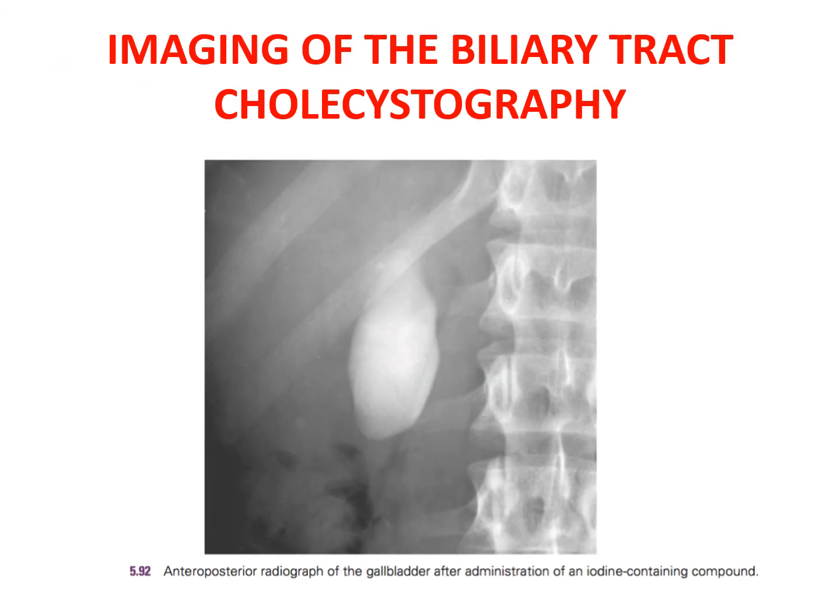Few slides showing the imaging of the biliary tract and the gallbladder. So this is your cholecystography. The gallbladder is not opaque to X-ray, but when certain radiopaque dyes are given by either mouth or IV injections, they are excreted by the liver from blood into the bile and reach the gallbladder. In the gallbladder, the dye is concentrated and thus the gallbladder becomes opaque to X-rays. In this, you can see an antero-posterior radiograph of the gallbladder after administration of an iodine-containing compound. This is your gallbladder.